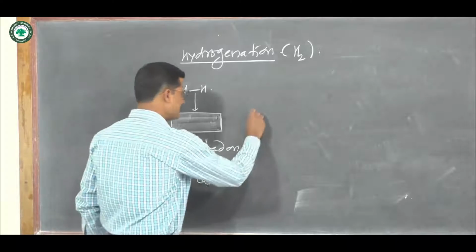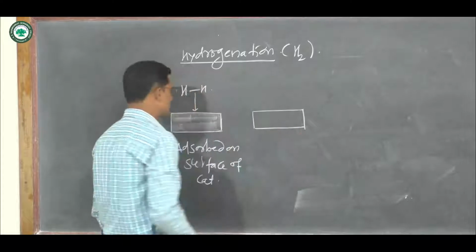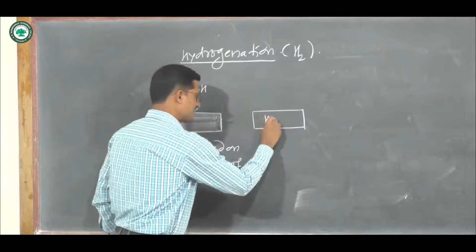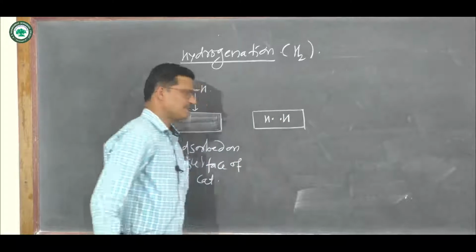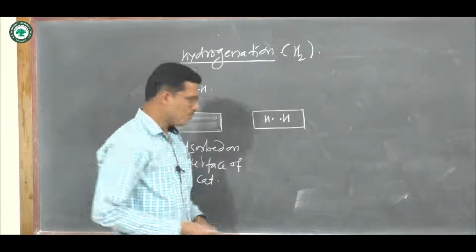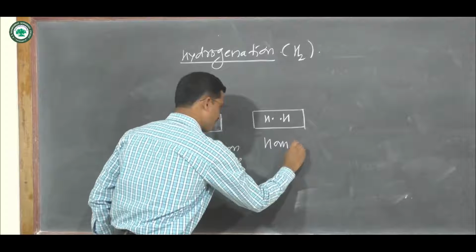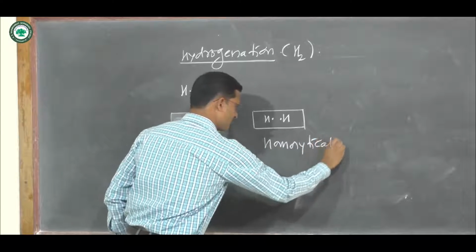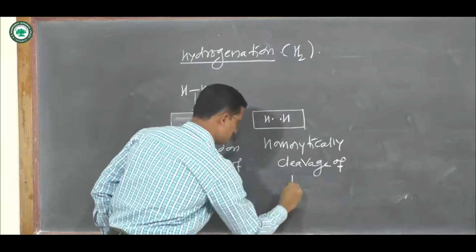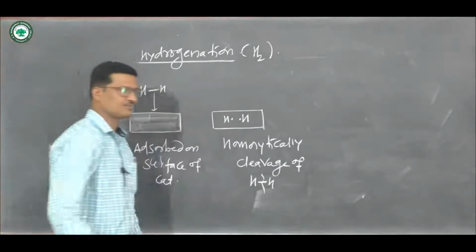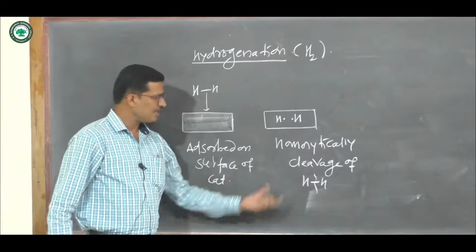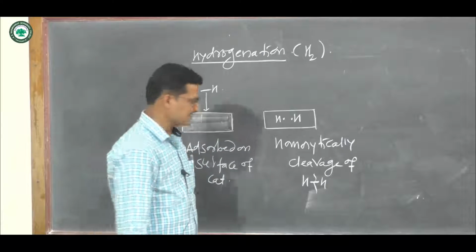Then what happens in second step, the bond between these two hydrogens homolytically cleaves on the surface of the catalyst, and we say homolytic cleavage of the bond between these two hydrogens. Once the homolytic cleavage of this bond is done, we form this type of compound in second step.